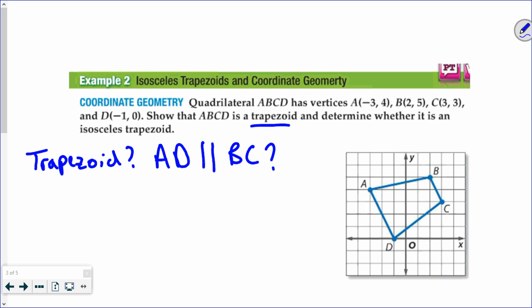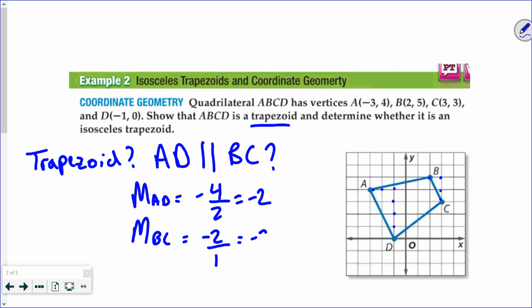So to check to see if segments are parallel, we should check their slopes. Well, what's the slope of AD? The slope of AD is rise over run. Well, B to A, we rise 1, 2, 3, 4. We rise 4, to the left 2. So it'd be a slope of -4 over 2 or -2. And then if we check the slope of BC, rise 2, to the left 1, so -2. So the slopes are the same, so this is a trapezoid. It's got one pair of parallel sides. AD is parallel to BC. So it is a trapezoid.